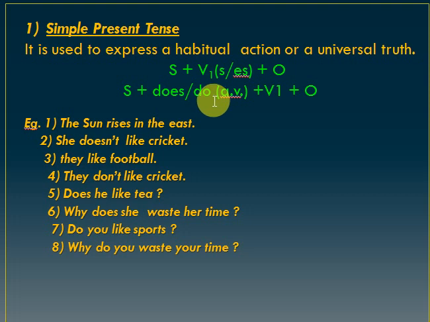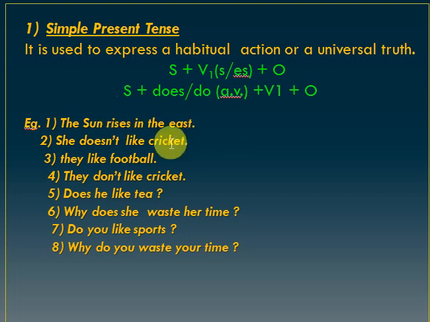In interrogative, what will happen? In an interrogative sentence, first use the auxiliary verb, then the subject, then the verb, then the object. Actually here in the negative, I forgot to type one thing. It is does not or doesn't, you can say, or don't, do not. In interrogative, do or does will come first, then the subject. Now see the example: the sun rises in the east. Already I gave the example: universal truth, habitual action.